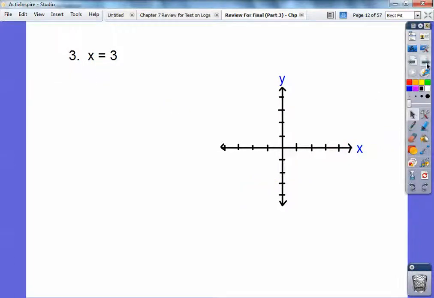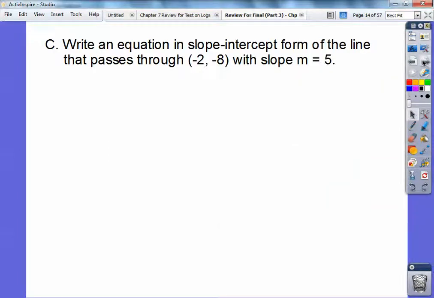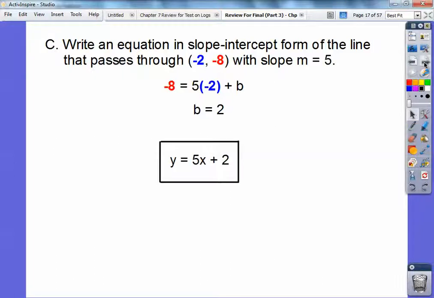Number 3, x equals 3. That is a vertical line over there at 3. If it was y equals 3, it would be a horizontal line going like this, right through here at 3. Now write an equation in slope-intercept form of a line that passes through -2/8 with slope 5. So y equals mx plus b, there's my m right there, slope is 5, and then I'm going to substitute this in for y and this in for x to get b. And then I get b equals 2, so the answer is y equals 5x plus 2.